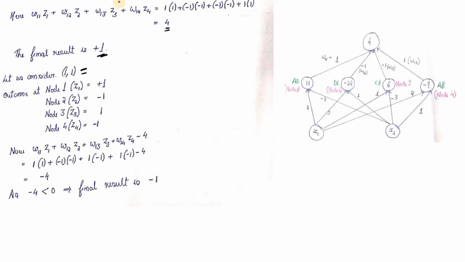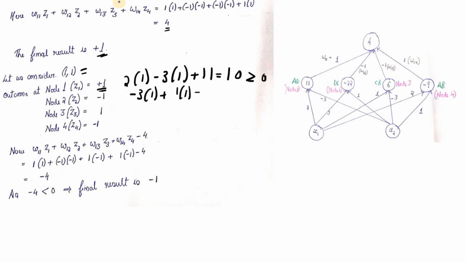On looking carefully, if I observe the equation of the first line, I am getting twice of 1 minus 3 times 1 plus 11, which is equal to 10, which is greater than or equal to 0. Hence, the decision is going to be +1. Likewise, if I go to node number 2, I am getting minus 3 times 1 plus 1 times 1 minus 22, which is clearly less than 0, hence minus 1.